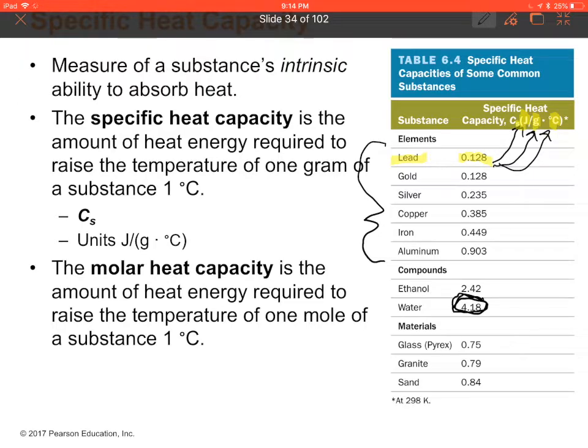So the specific heat capacity, again, is the amount of heat energy required to raise a substance 1 gram 1 degree Celsius. It's written as C_s, where C is heat capacity and the s means specific. It's in units of joules per gram degrees Celsius. And molar heat capacity is talking about the same thing, but it's the amount of energy to raise the temperature of 1 mole instead of 1 gram. So these numbers will look a lot bigger for molar heat capacity.